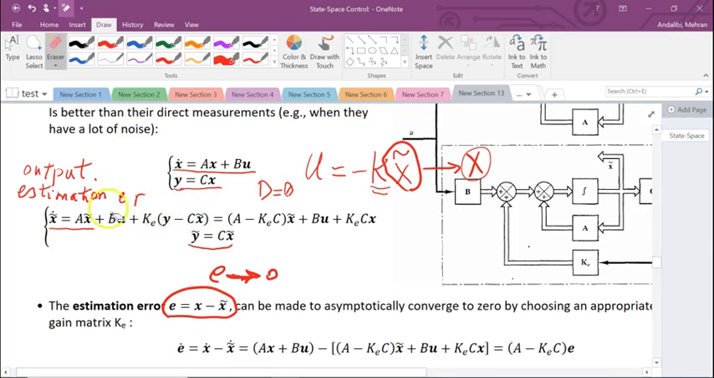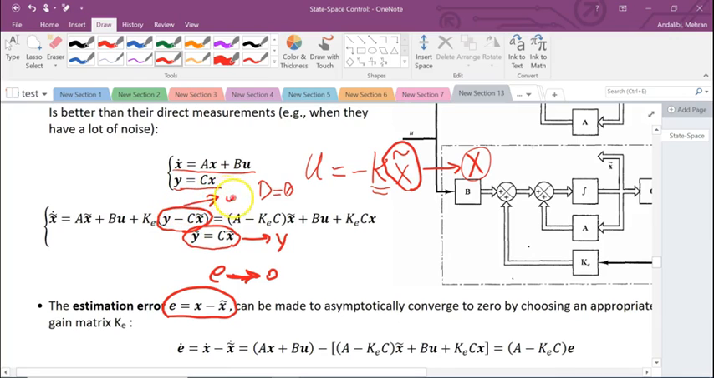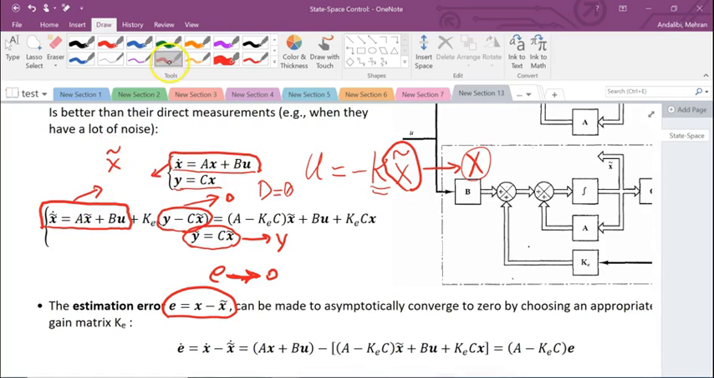And you can see that if X tilde will converge to X, then Y tilde will also converge to what? Converge to Y. Therefore, this error term will converge to 0. So your observer equation will be the exact same thing as your system equation. And of course, this is when X tilde and X are identical. Okay, so it completely does make sense. They become the same thing.